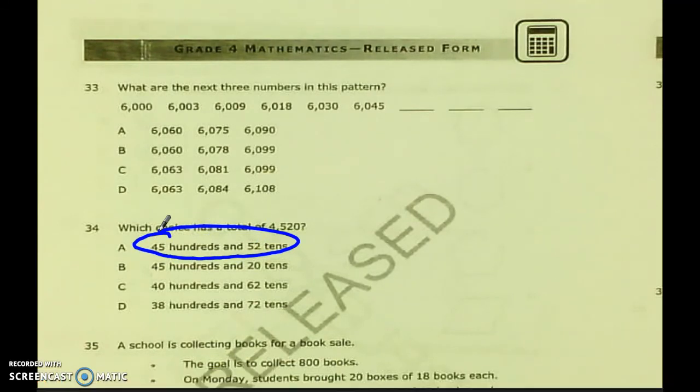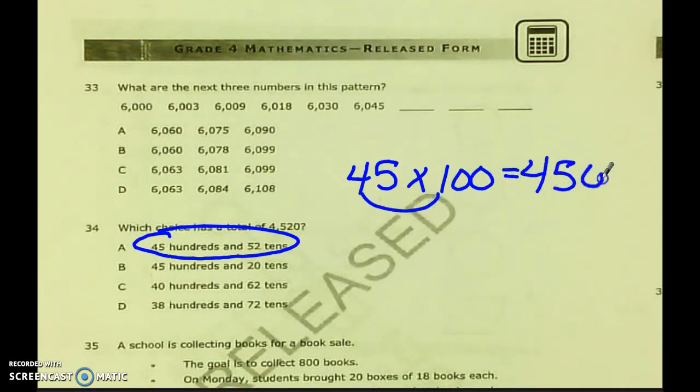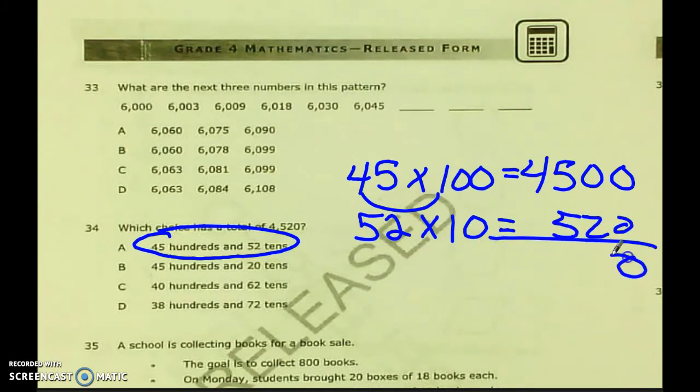Which choice has a total of 4,520? Again, you must write out these amounts. If you don't, you're going to miss these. So if I have 4,500s, that's 45 times 100. 45 times 1, 45, and 2 zeros. That's 4,500. And 52 tens. That's 52 times 10. So that's 520. No, because this amount is equal to 5,020. Can't be that. Okay? So let's go to the next one.